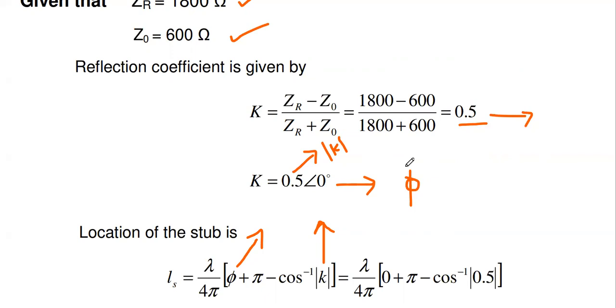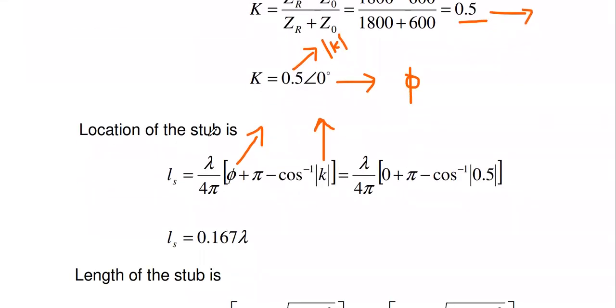Now we are going to find the two things. The first formula is the location of the stub. What is the location of stub formula? LS is equal to lambda by 4 pi times phi minus cos inverse modulus k. Okay, so you substitute the values.